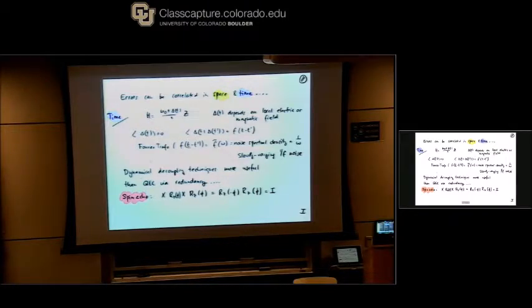I have a PhD student who's looking into incorporating this into his analysis. This is not part of the setup I described. And it's also known that if you have such slowly correlated noise, then so-called dynamical decoupling techniques are often more useful than quantum error correction. That's the idea of dynamical decoupling.